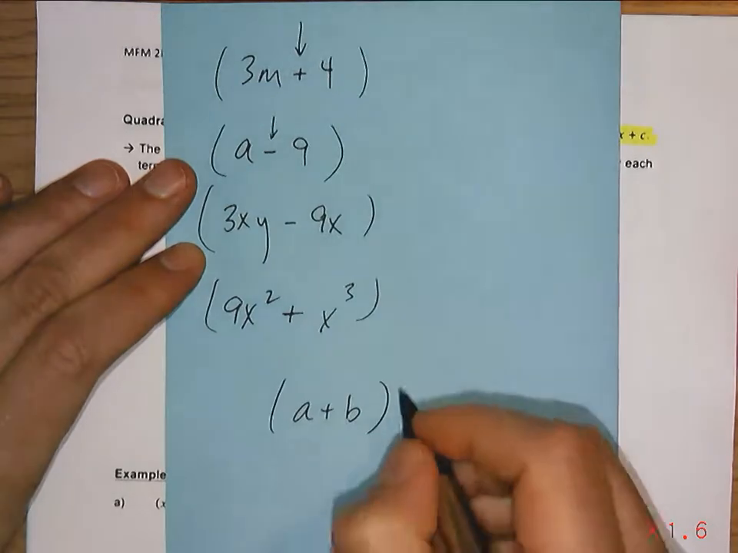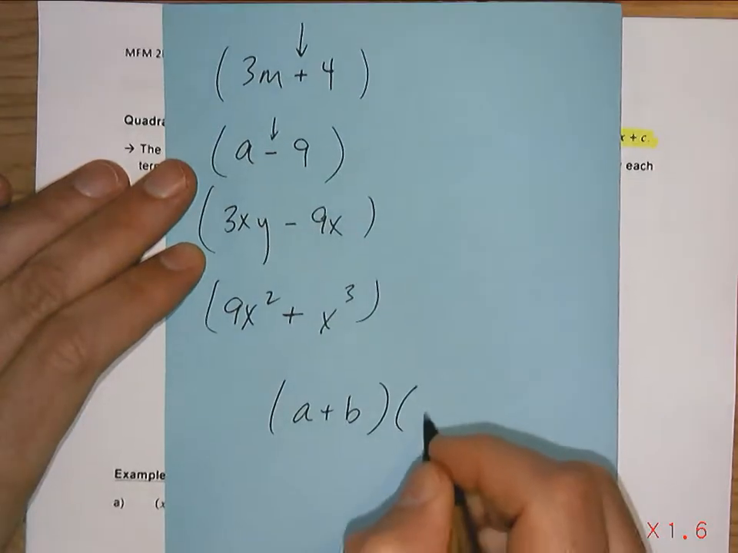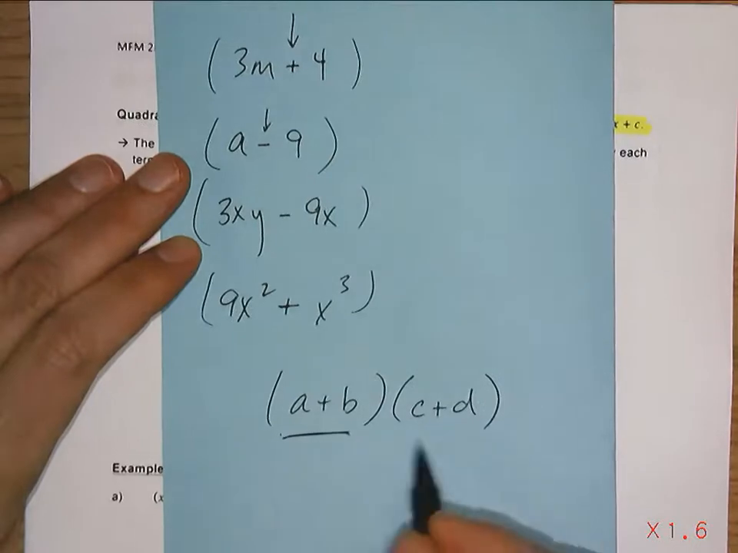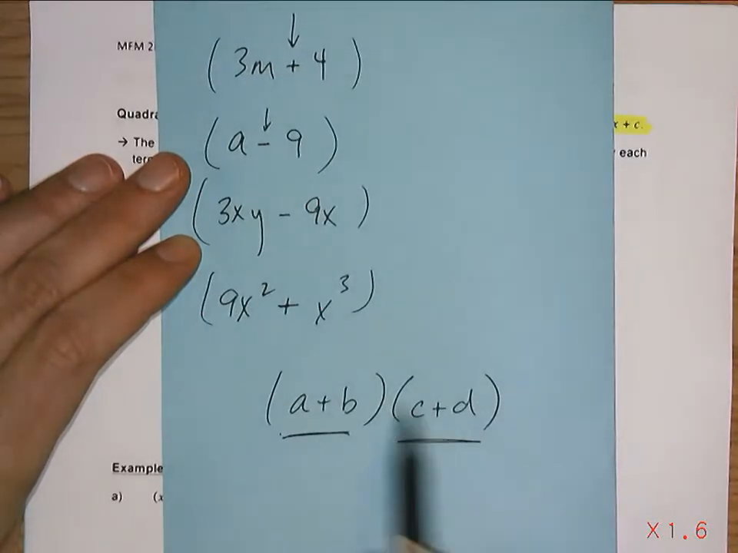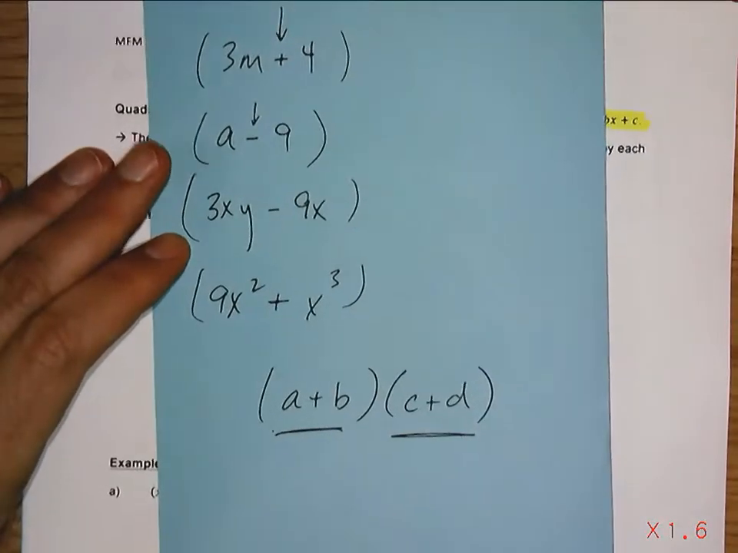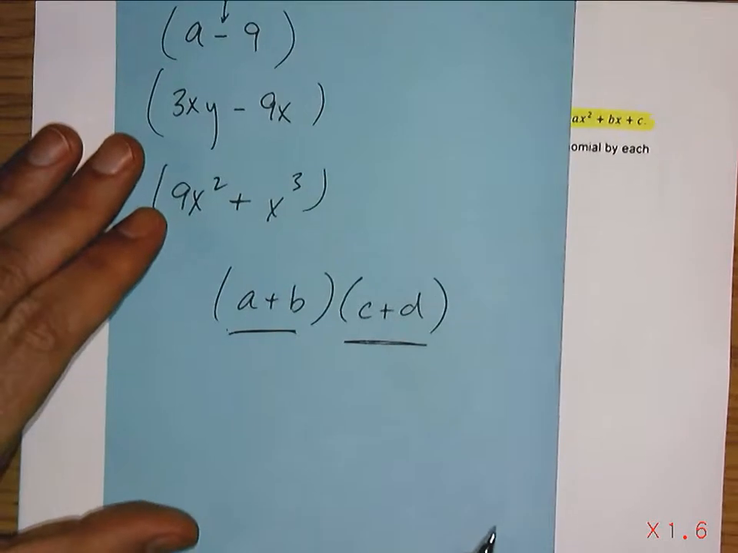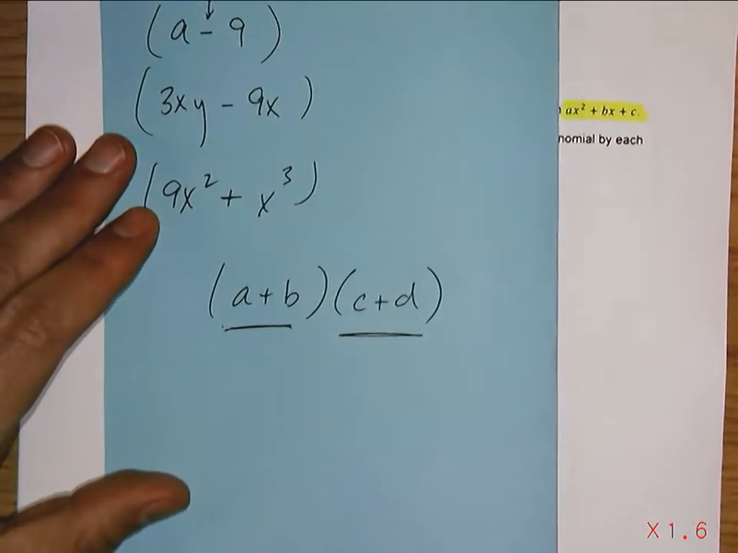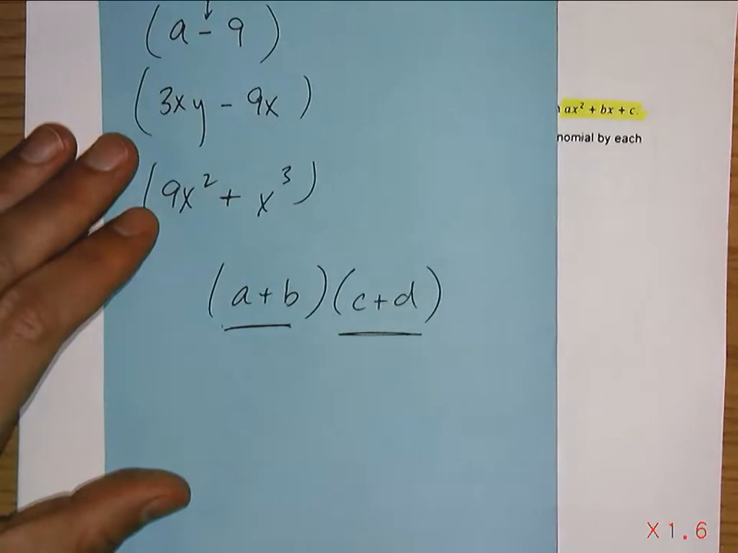And if I wanted another one, I would call it c plus d. Okay, so there's one binomial. There's another binomial, and they're being multiplied together. This is going to require something called the distributive property. We're going to want to take these two things and multiply them. Well, what you do is it's going to look like this.